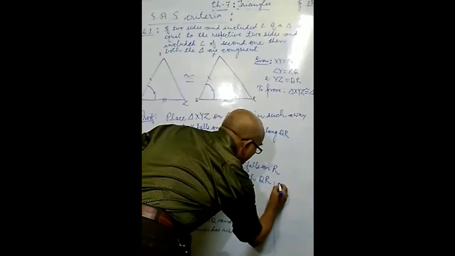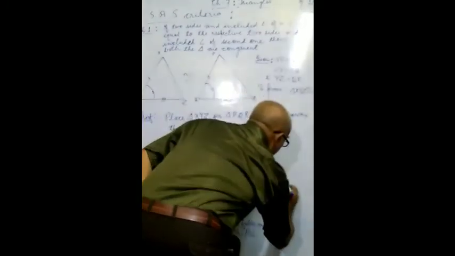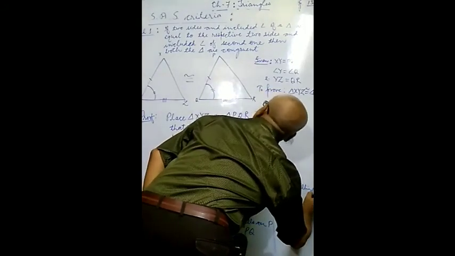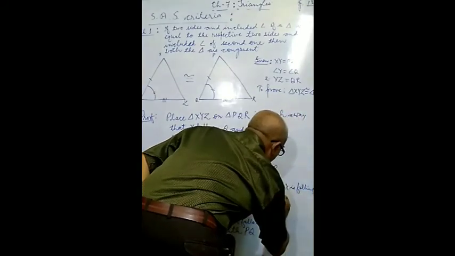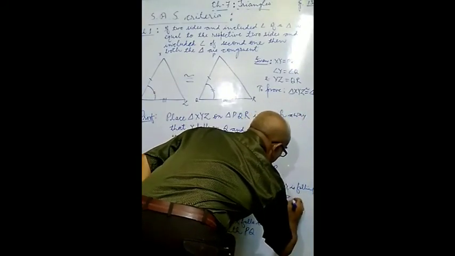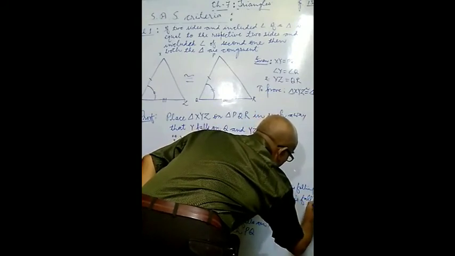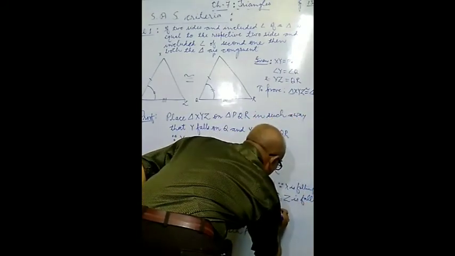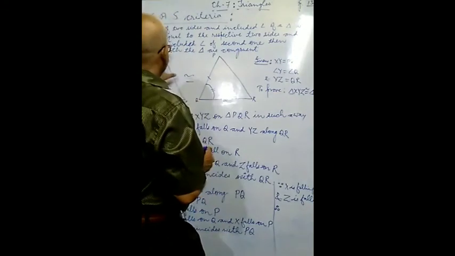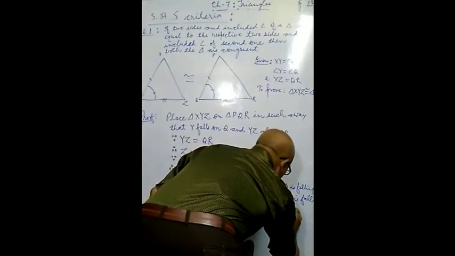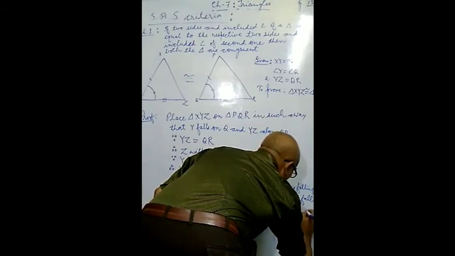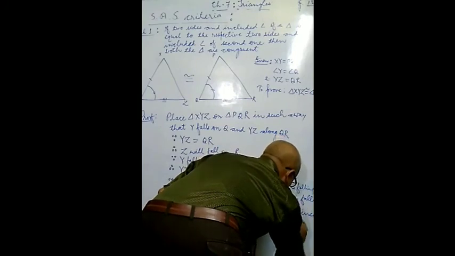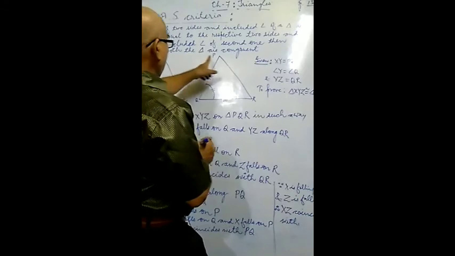Since X is falling on P and Z is falling on R, therefore XZ coincides with which side? PR.